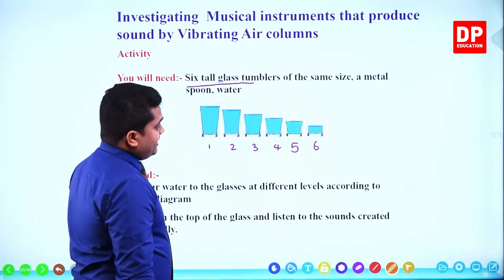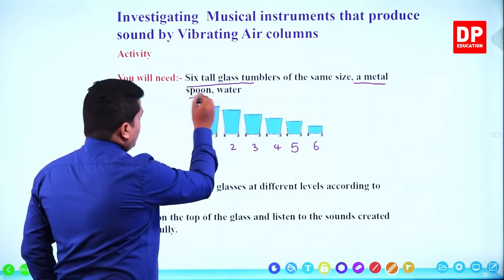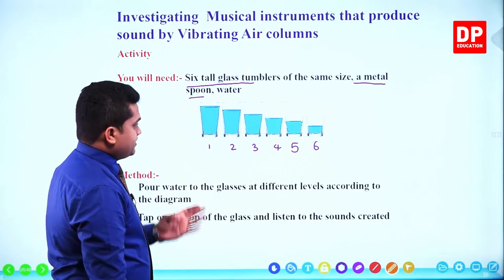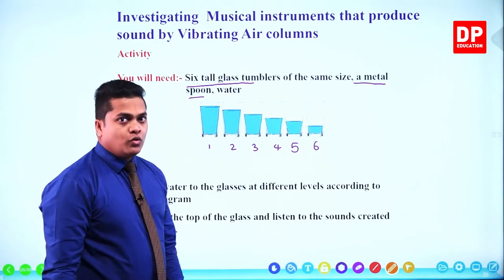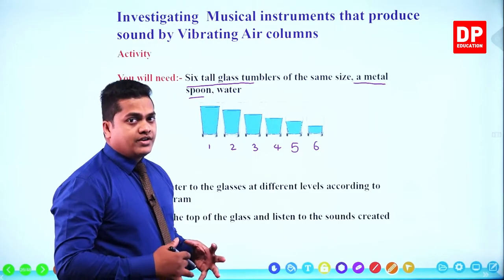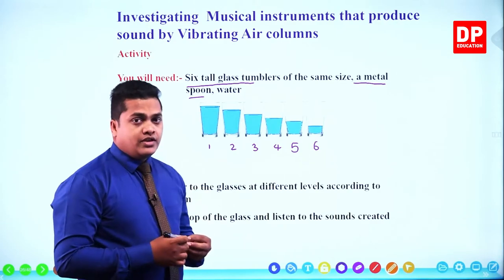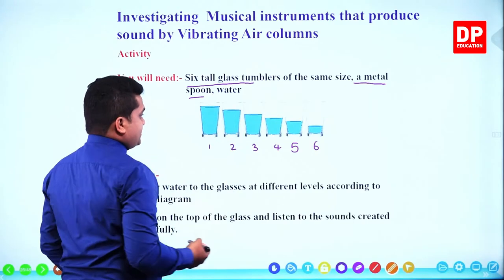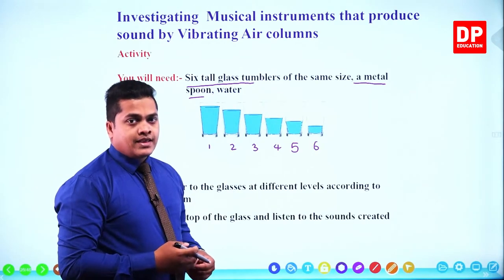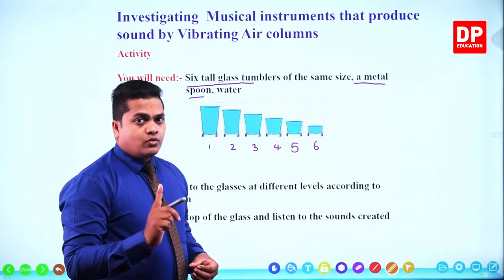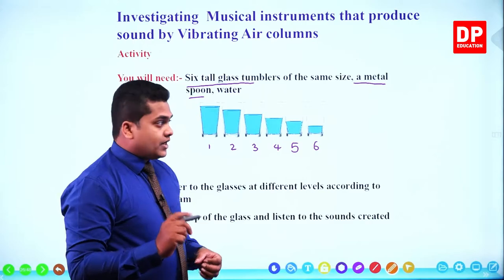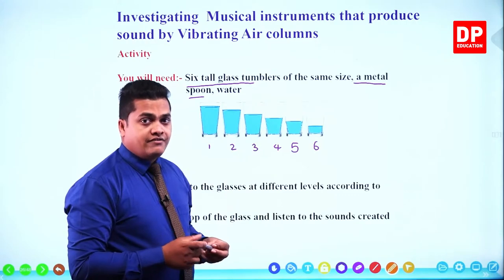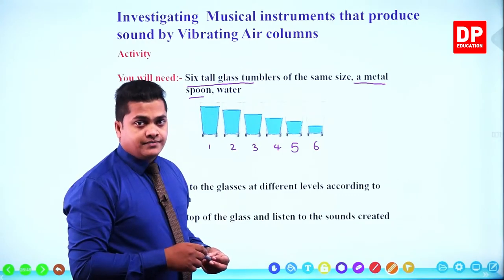Again, we need a metal spoon, a metal spoon and some water. So these are my six glasses, and it's really simple. We are going to pour some water into these six glasses. Remember, when you are pouring water, the height of the water column in each and every glass should be different from the others.